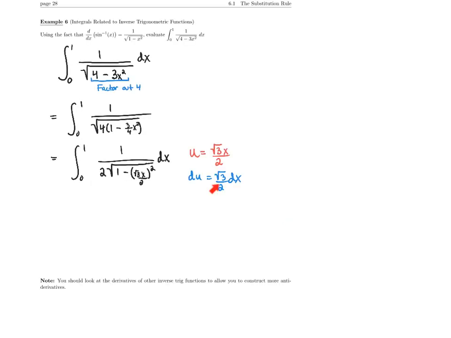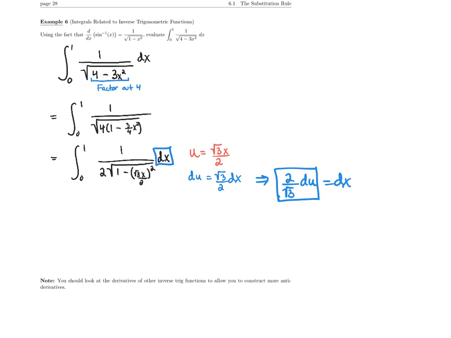Now, unlike the previous examples, I don't have a root 3 over 2 sitting over here anywhere in my integrand. So what I'm going to do is just do a little bit of rearranging, some cross-multiplying, some proportion work, and I'm going to say that 2 over root 3 du is equal to dx. So when I go over here, this whole dx is going to be replaced with this whole thing right here.